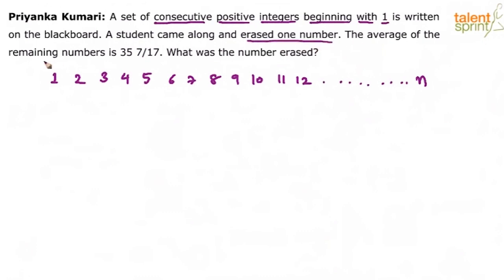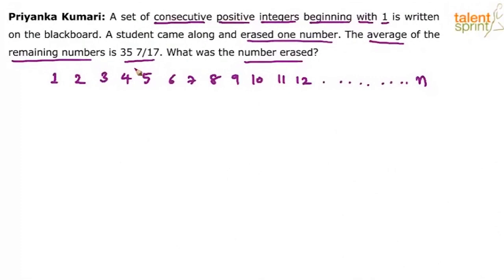The average of the remaining numbers is 35 7 by 17. What was the number erased is the question. Now this question has gotten even more complex because options are not there. Maybe if options are there, we can just do something with the options and maybe go for elimination or substitution. But anyway, let's try and solve it.